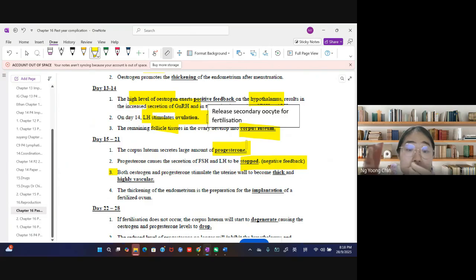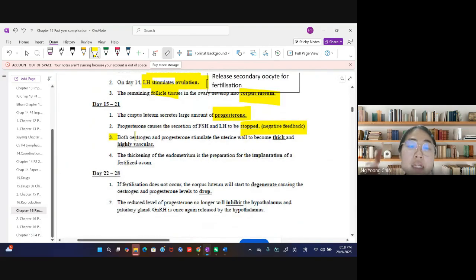Both estrogen and progesterone stimulate the uterine wall, so it becomes very thick and highly vascular. A lot of blood vessels are growing inside. They just want to prepare for the implantation of the fertilized ovum, which is the zygote. Implantation of the zygote later.